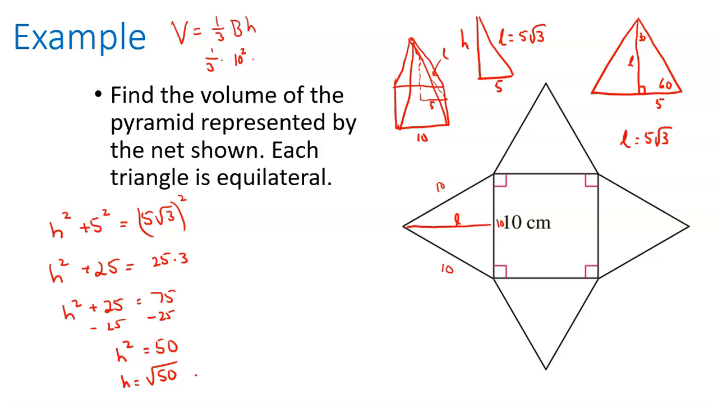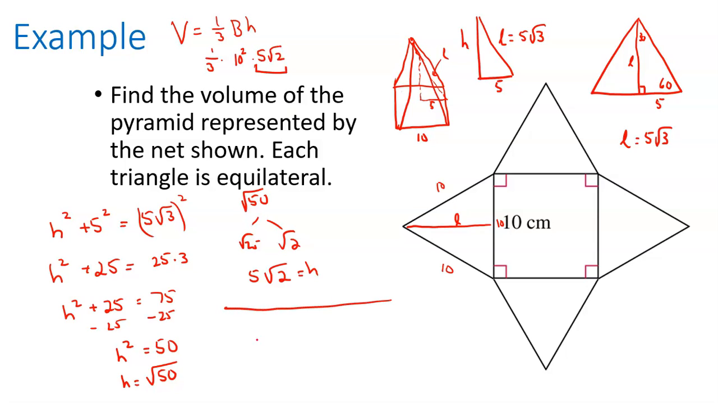If you want, why not simplify this? Right? Remember the simplifying radicals? Square root of 50 can be broken down into square root of 25, square root of 2. Square root of 25 is 5. So my height is 5 square root of 2. All that work to finish up this little piece here. And now I can fill that in as 5 square root of 2.